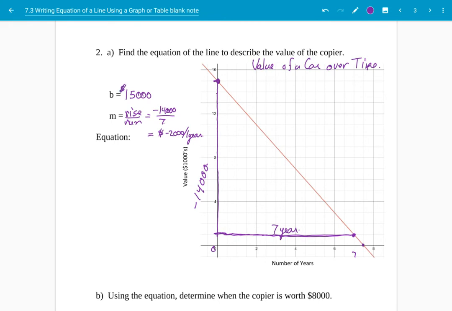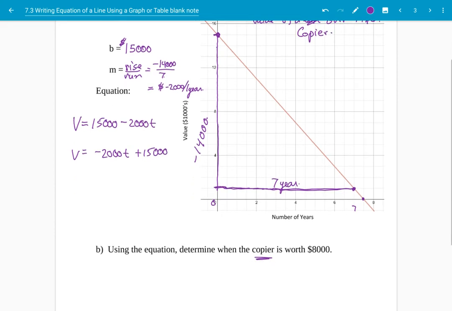The equation then would be value, and we can use X, but let's do value is 15,000 minus 2,000 times time. Now we normally put it in other order, but that order I had there sort of makes sense given the context I've applied to this example. Okay, there we go in descending order. Oh, copier. Value of oh, it does say copier. I'm just blind. Copier. Value of a copier over time.